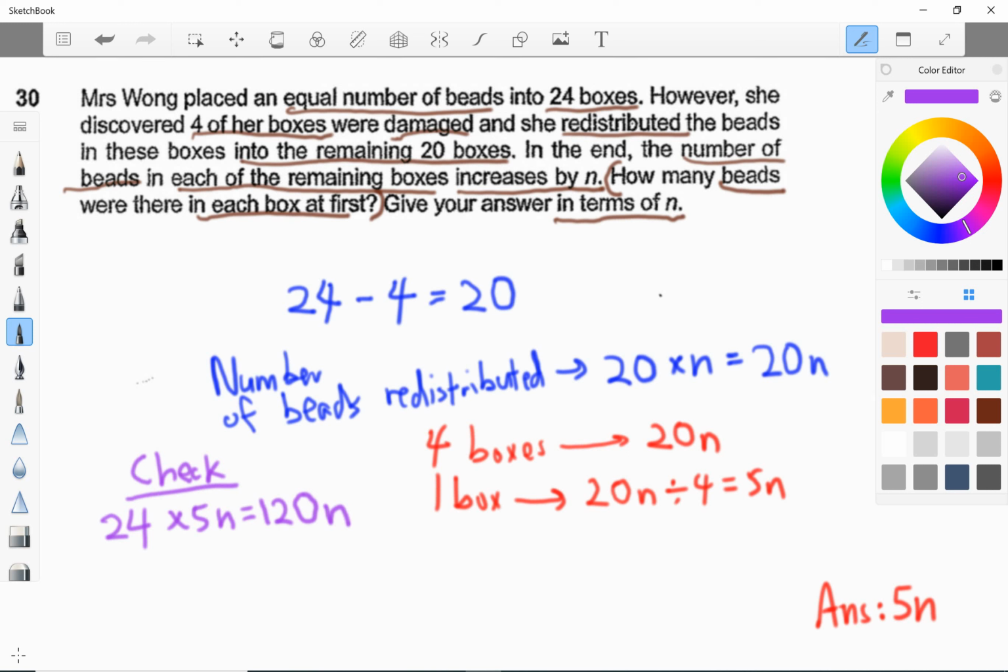So what does that mean? If I were to take this 120n, which is the total number of bits, and I divide this by 20 remaining boxes, this will give us 6n. So it means that right now, in each of the remaining boxes, the number of bits is actually 6n. But given that for each of the remaining 20 boxes, it is actually supposed to be 5n at first, and now it is 6n, how would that work?